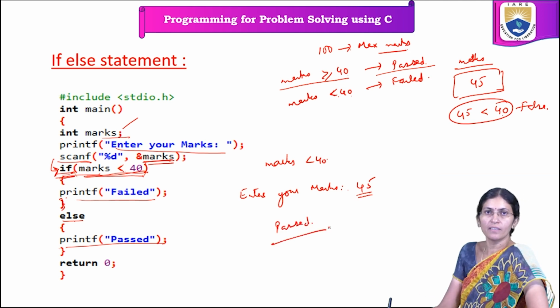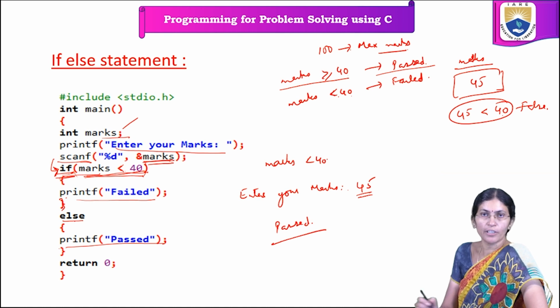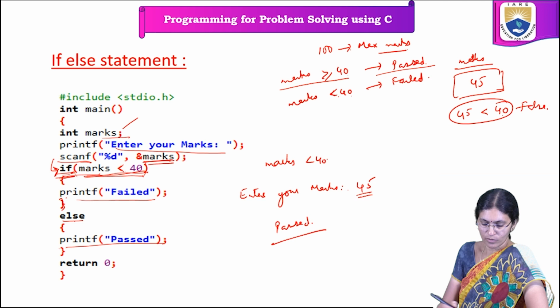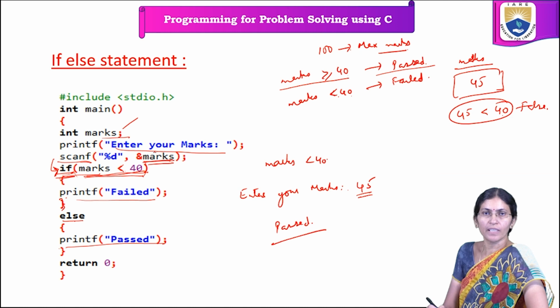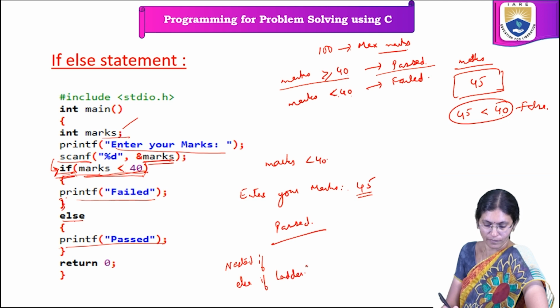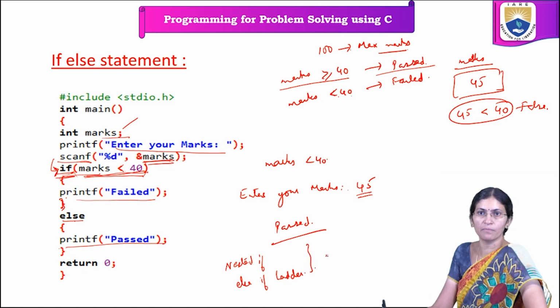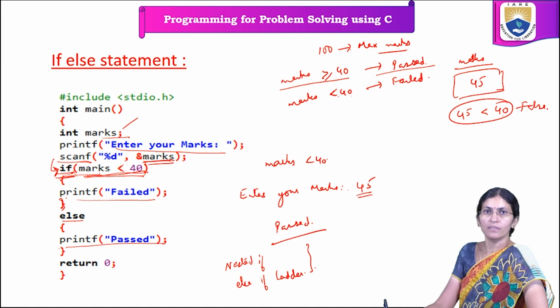So in this way, you can make use of if statements and if else statements to make decision making statements in the program. There are other forms of if else statements also, like nested if, and then we also have the else if ladder. So these are used to check multiple conditions in the program.